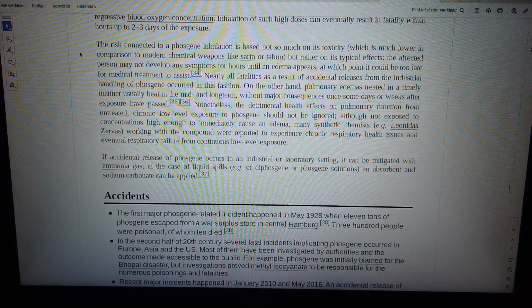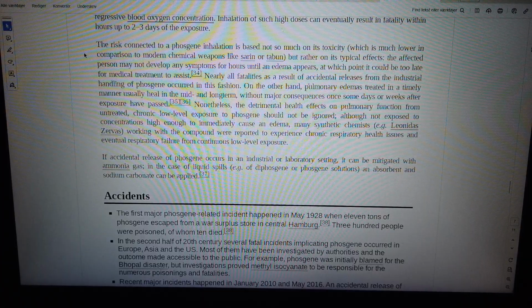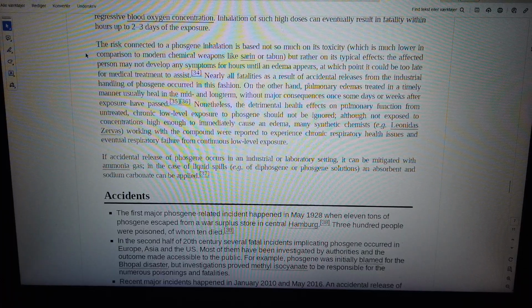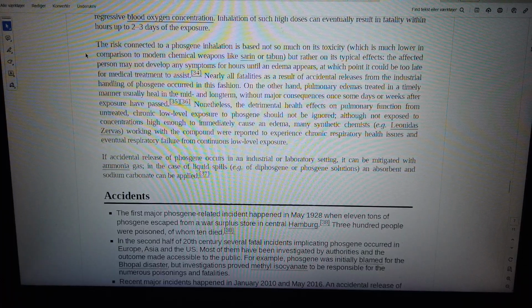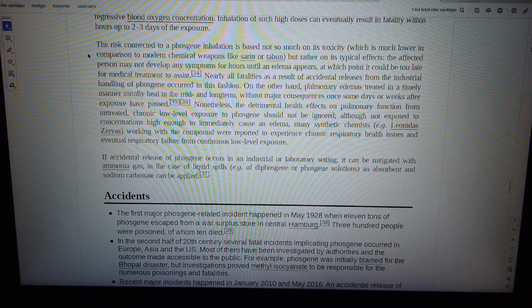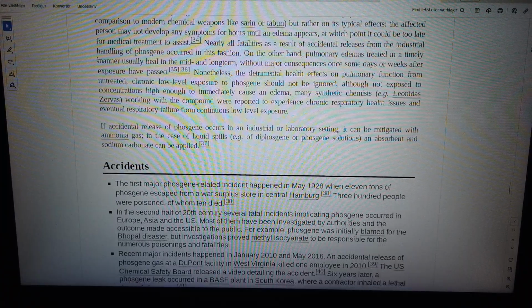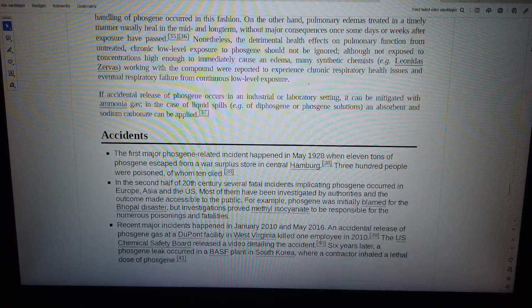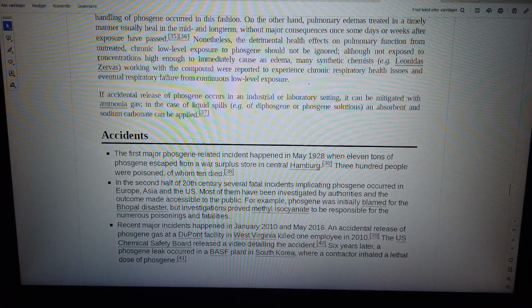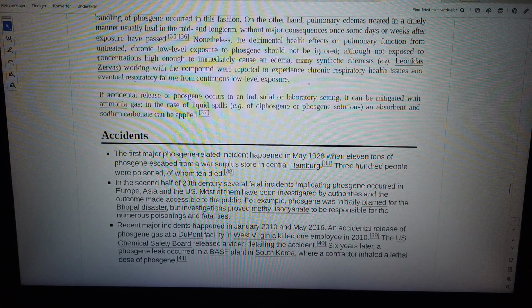On the other hand, pulmonary edemas treated in a timely manner usually heal in the mid and long term, without major consequences once some days or weeks after exposure have passed. 35. 36. Nonetheless, the detrimental health effects on pulmonary function from untreated, chronic low-level exposure to phosgene should not be ignored, although not exposed to concentrations high enough to immediately cause an edema.